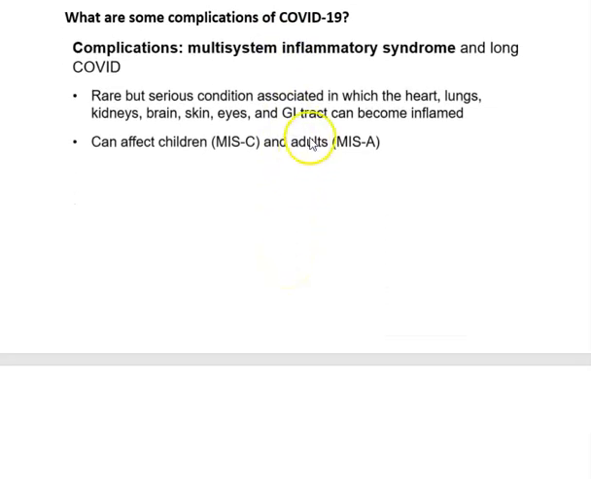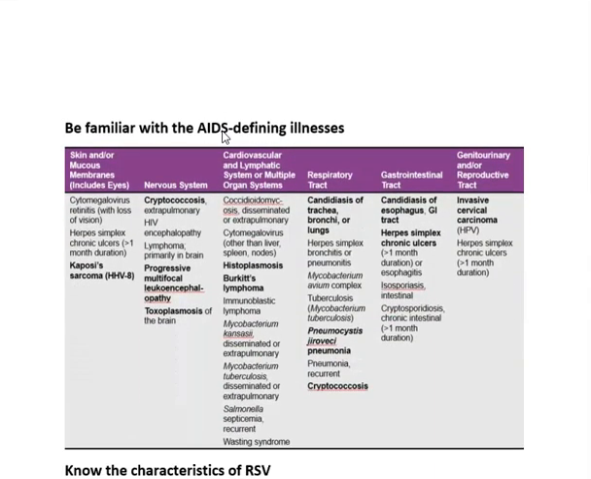Complications of COVID-19. Well, remember, some of the complications we talk about are going to be multi-system inflammatory syndrome. This is a rare but serious condition in which the heart, lungs, the kidneys, the brain, the eyes, the GI tract, and even the skin can become inflamed. This tends to affect children more than adults, but it can affect adults. We also talk about long COVID, and that's going to involve fatigue, memory problems, shortness of breath, and sleep disorders.